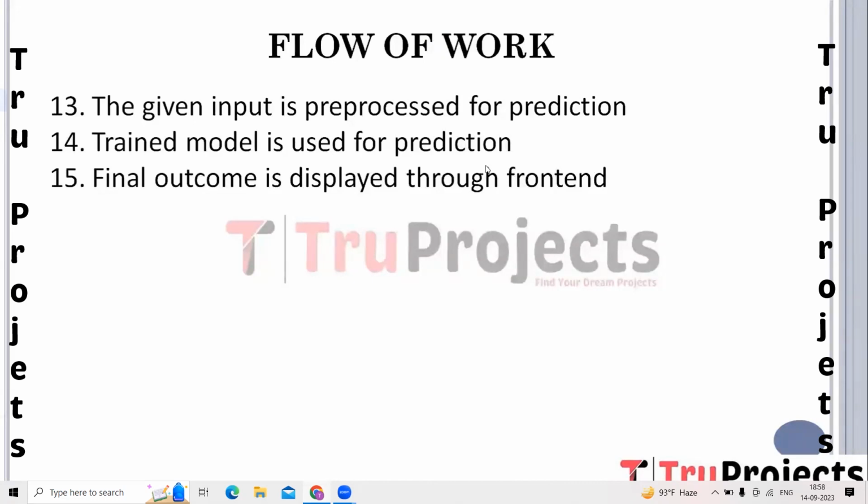Next we have trained model is used for prediction. It involves using the trained machine learning model to predict the stock price for the given input data. And the last one here we have final outcome is displayed through front end. This step involves displaying the prediction to the user through the front end web application. The prediction can be displayed in a graphical format such as a chart, or it can be displayed as a numerical value.